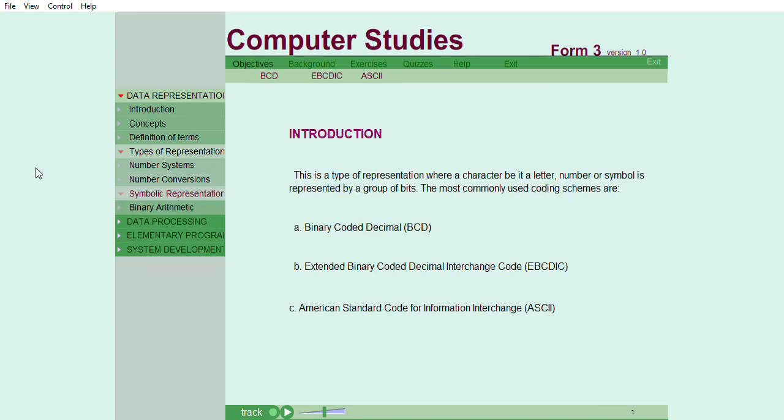Introduction. This is a type of representation where a character, be it a letter, number, or symbol, is represented by a group of bits. The most commonly used coding schemes are binary coded decimal, BCD, extended binary coded decimal interchange code, EBCDIC, and American Standard Code for Information Interchange, ASCII.